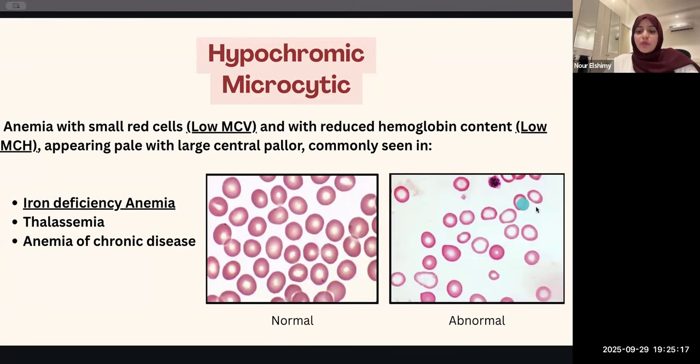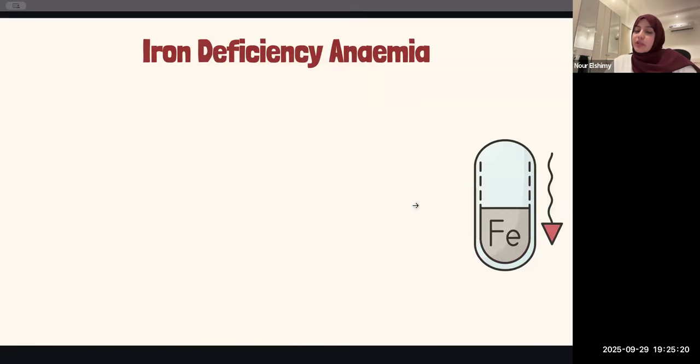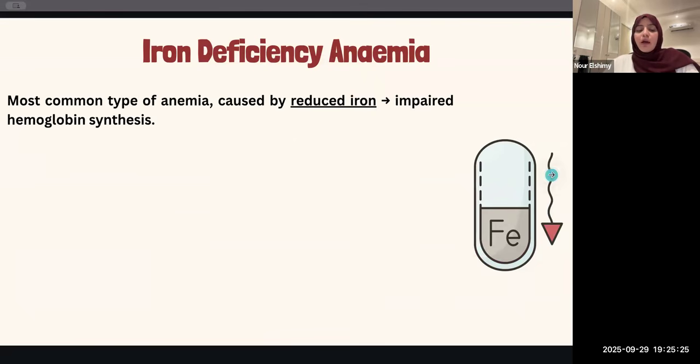Moving on. Since I mentioned iron deficiency anemia is important, let me talk a little bit more about it. So iron deficiency anemia is a very common type of anemia. It's the most common type of anemia, and as the name implies, it's caused by reduced iron. And why is this important? As I mentioned in the beginning, iron is part of heme, right? Heme is needed for hemoglobin. If we have reduced iron, we're not going to be able to make hemoglobin. And if we're not going to be able to make hemoglobin, we're not going to be able to transport oxygen to all the body cells. And that's why we have anemia.